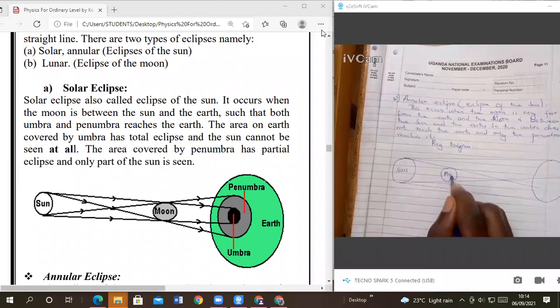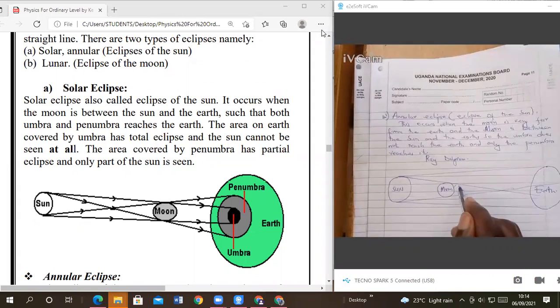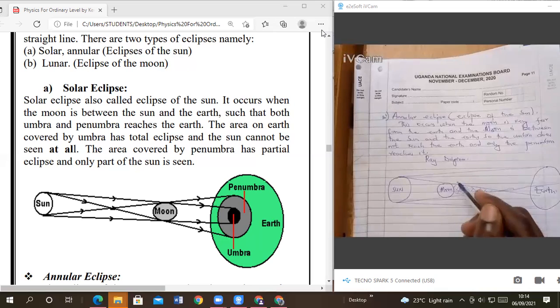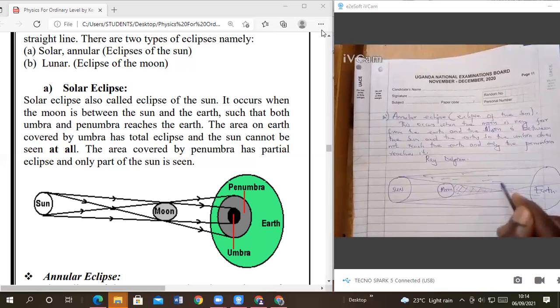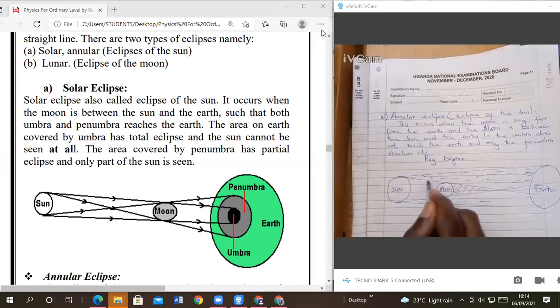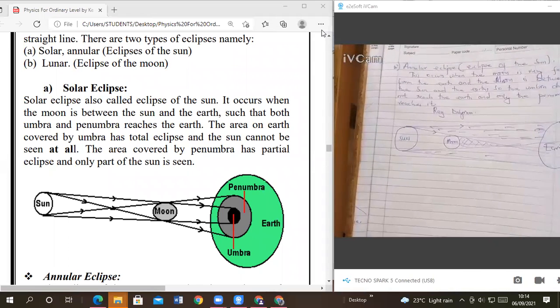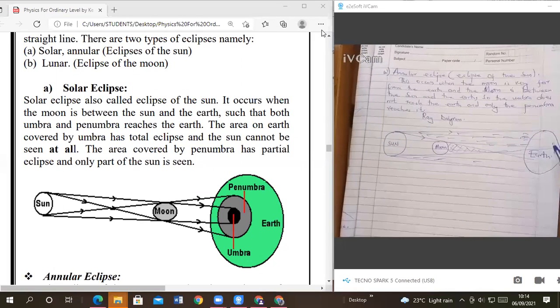So this is the moon. This is earth. So we find that this is the region of total darkness. Then this is the umbra. Don't forget to put the arrows, please. But when you are drawing yours, make sure that the sun is bigger than the earth. Take note of that.